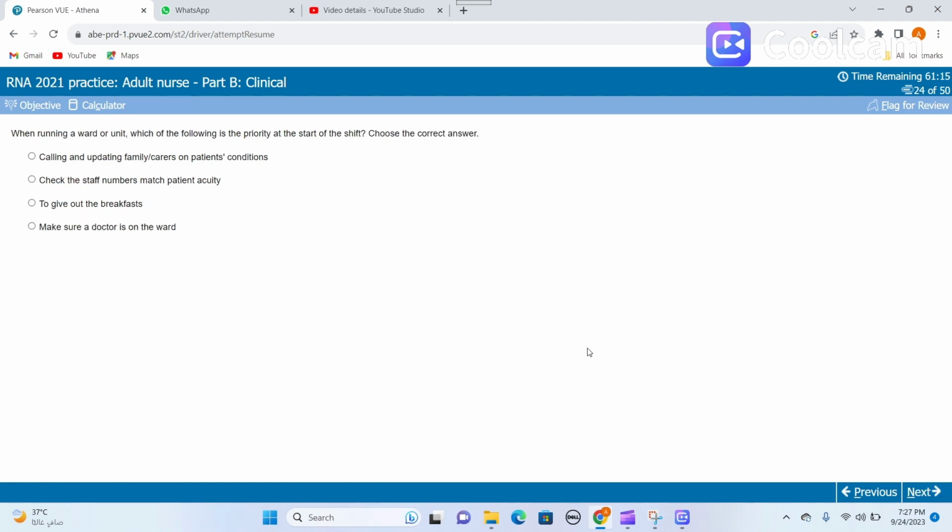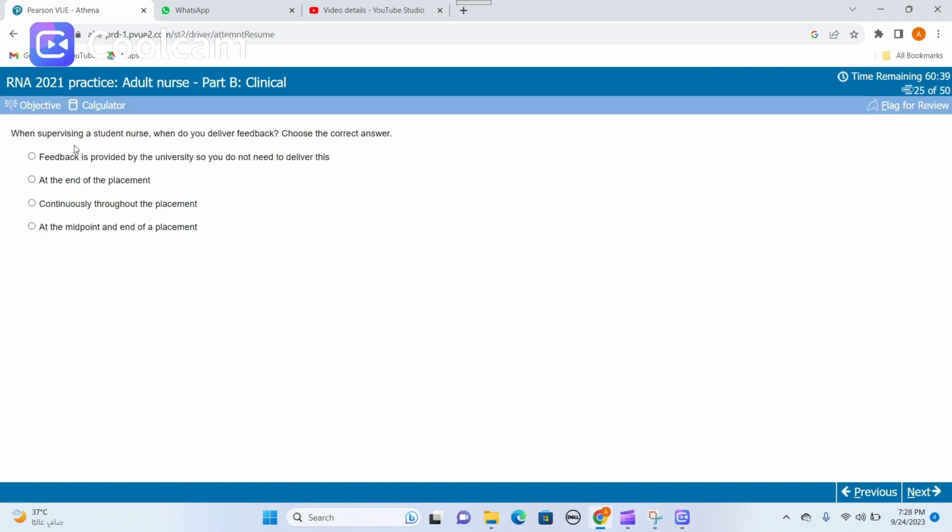Hence, the next question: when running a ward or unit, which of the following is the priority to start up the shift? Remember, when we receive a patient after the endorsement, immediately go to the patient and assist. Calling and updating family or carers on patient condition, no. Check the staff members match patient acuity, okay. To give out breakfast, this is secondary. Make sure the doctor is on the ward, no. So, checking the staff number matches the patient's acuity level.